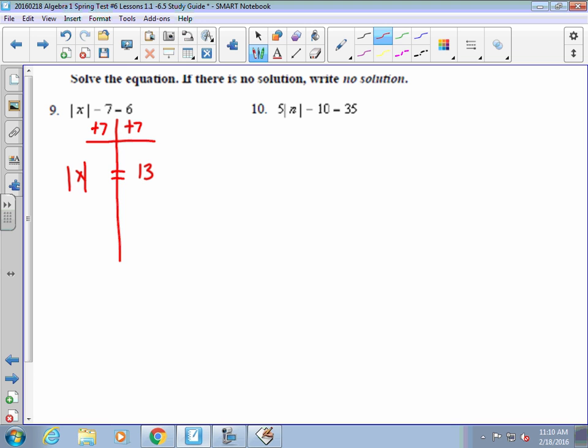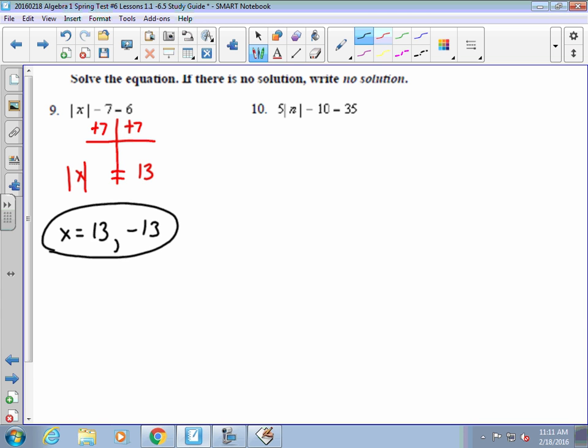So remember, absolute value simply talks about a distance away from 0. So it's saying, what number is 13 away from 0? We know that there's a left side and a right side to 0, a negative and a positive, respectively. So x is both equal to positive 13 and x is equal to negative 13, both directions of 0.